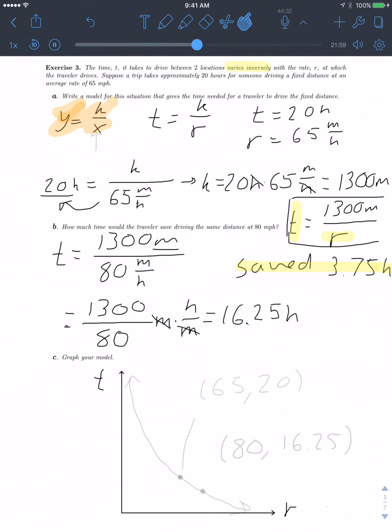We can plug in additional points. We know we're going to have a vertical asymptote at x equals 0. We know we're going to have a horizontal asymptote at y equals 0. So the overall shape of the graph will look very much like y equals 1 over x. Now we know a few points that should lie on the graph. We know when the rate is 65, the time that it takes to make this trip is 20. So 65, 20, we'll put that right there.